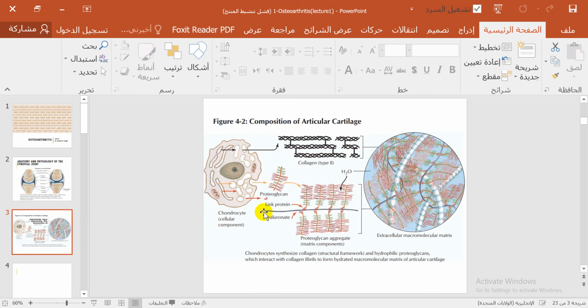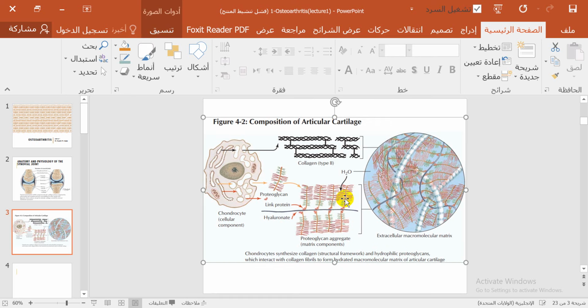You see the chondrocyte cells synthesize collagen fibers, which form the structural framework, and hydrophilic proteoglycans, which interact with the collagen fibers to form the hydrated macromolecular matrix of the articular cartilage. This, you see, is a spongy material.